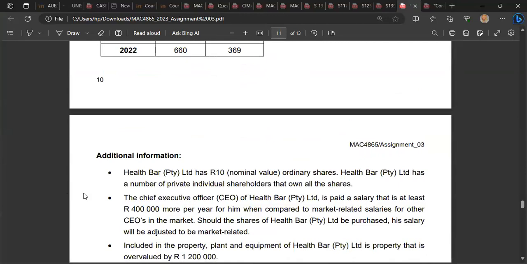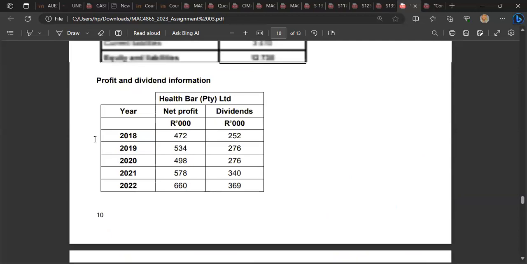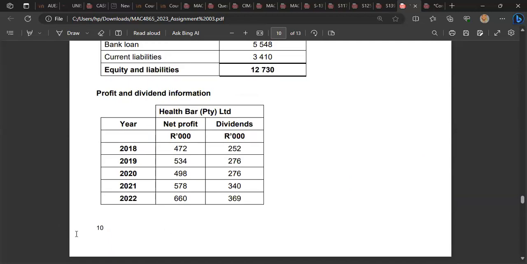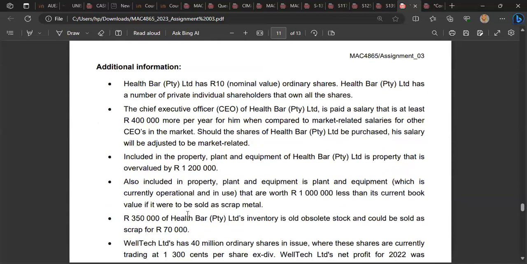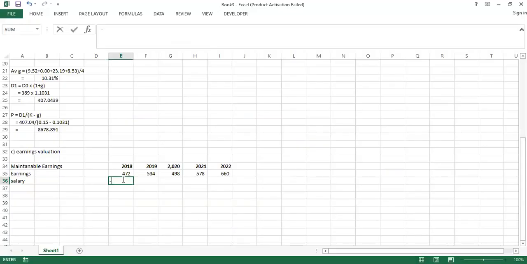You must remember that earnings are profits after tax, right? So this is your net profit, which is your net profit after tax. So the CEO, we are slashing down his income by how much? By 400,000. So let's slash that down. So this is going to be a deduction.